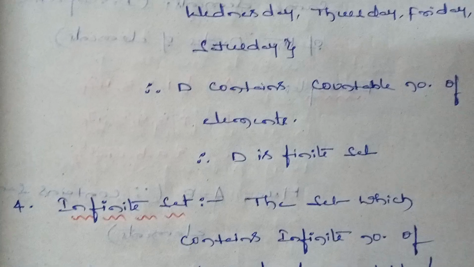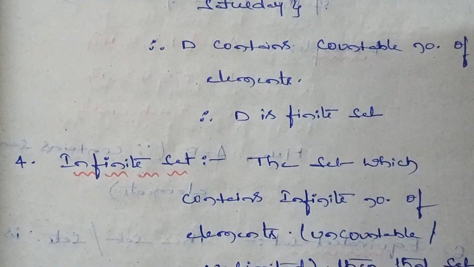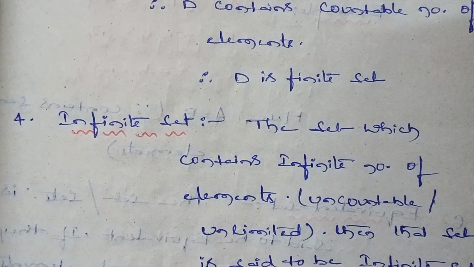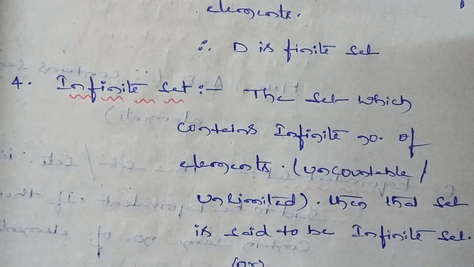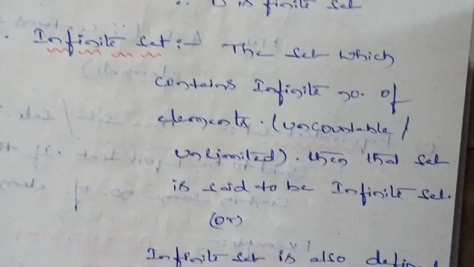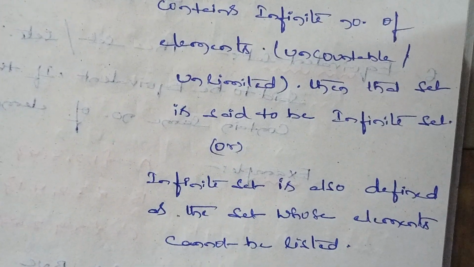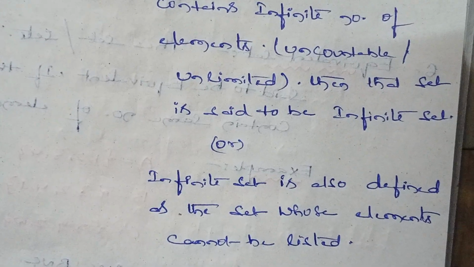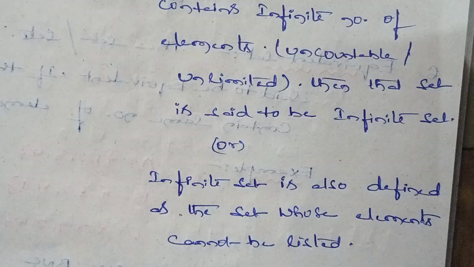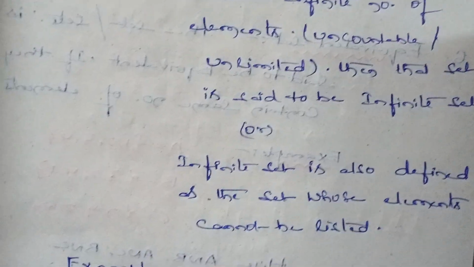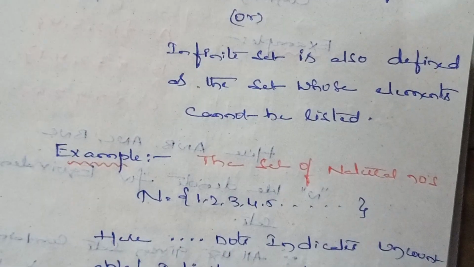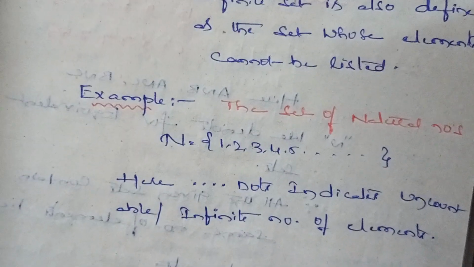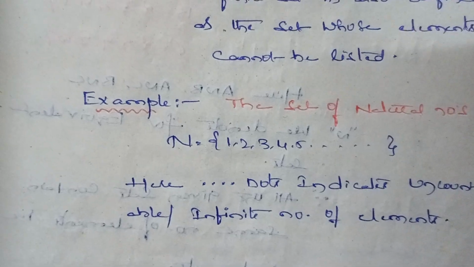What is an infinite set? The set which contains an infinite number of elements, meaning uncountable. The given elements are unlisted, meaning we cannot write the condition. Okay, so an infinite set is also defined as a set whose elements cannot be listed. We cannot write the condition because the elements are continuing, with no end. For example, the set of natural numbers. Here the dots indicate the infinite number of elements, students.